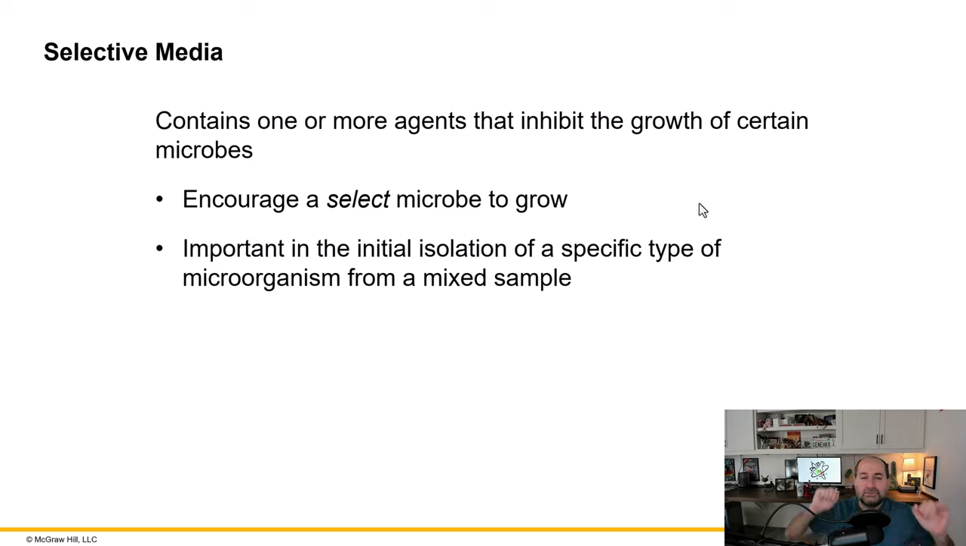I incinerate or flame the loop. I kill all the microbes on this loop. Then I go to zone three. If I touch here on zone three, did I introduce any bacteria to zone three? No, but I go into zone two a couple times, two, three times, and then not again. And then I incinerate the loop again. And then I do zone four, right? So now I go into zone 3 a few times and not again.